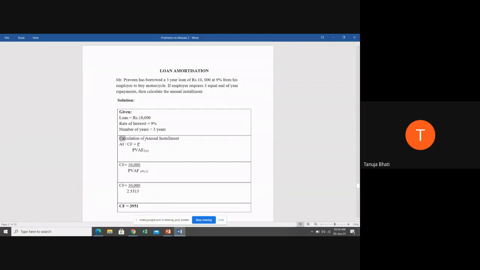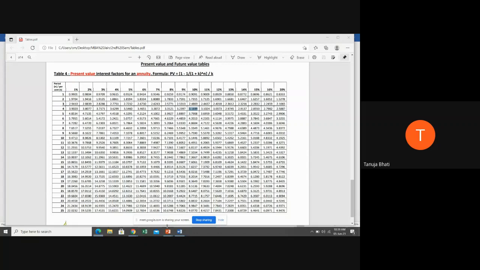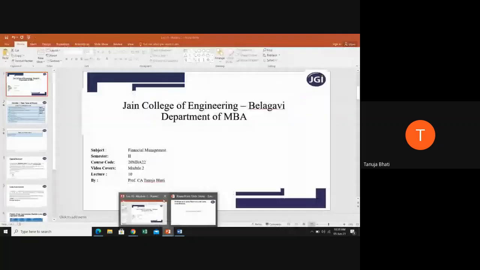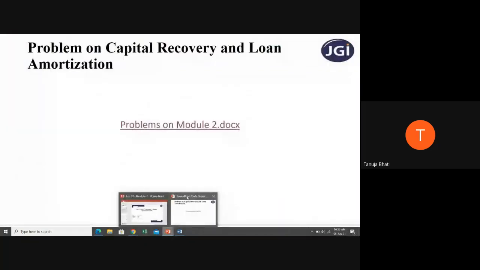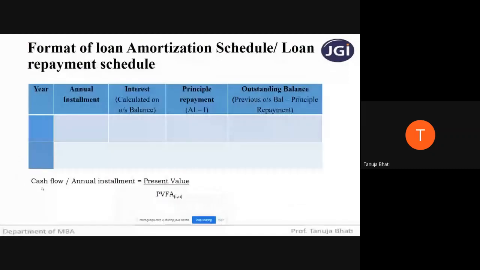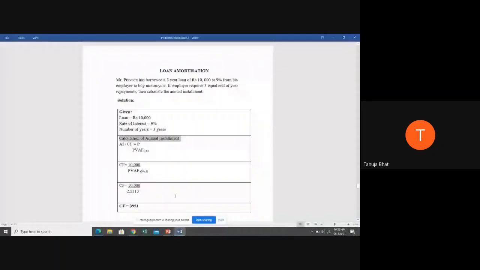So, calculation of annual installment. We have seen the formula to calculate the cash flow. Annual installment is nothing but present value divided by present value annuity factor. So the same formula we are using. You can use the short form IA, which is annual installment, or the cash flow that is to be paid every year. It is nothing but present value. Instead of present value, you can also write your loan amount divided by present value annuity factor.